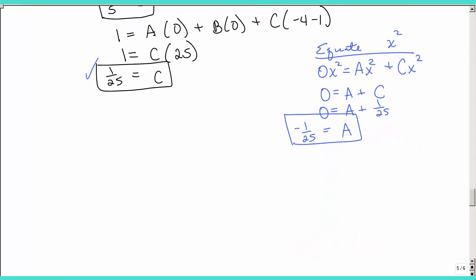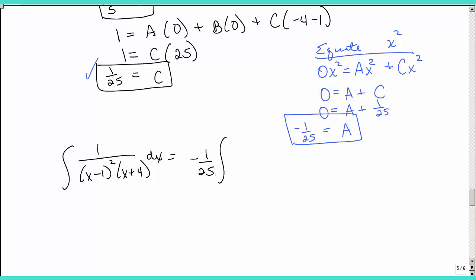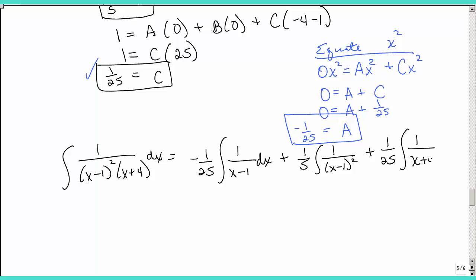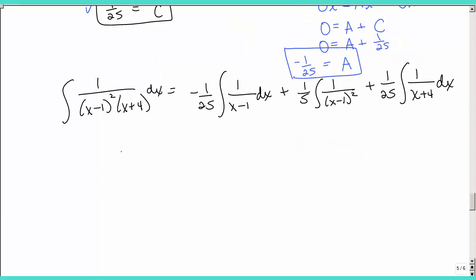All right, so we are now ready to integrate this problem. So we had 1 over x minus 1 squared times x plus 4. Okay, so that equals a, I'm going to go ahead and pull that outside the integral, over 1 over x minus 1, plus b. b was 1/5, and that's 1 over x minus 1 squared, plus c, and that was 1 over x plus 4, I believe.